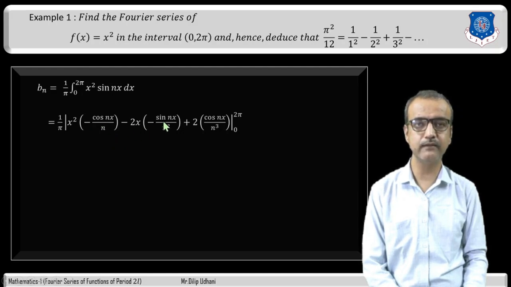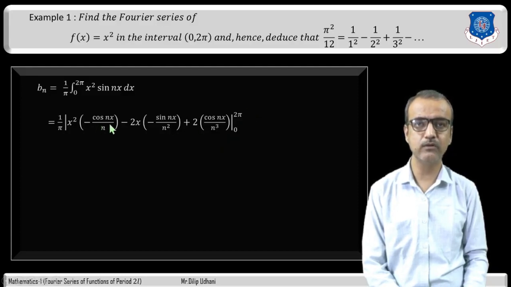The integration of cos nx is sin nx by n, but already we have n over here, so it will become n square. And then the integration of sin nx is minus cos nx by n. So here we already have a minus sign, so it will become positive. And already we have n square over here, and if you multiply n square by n, it will become n cube. And you have to keep alternate signs, positive, then negative, and then positive. Now we have to simplify this result by keeping upper limit 2 pi and lower limit 0.